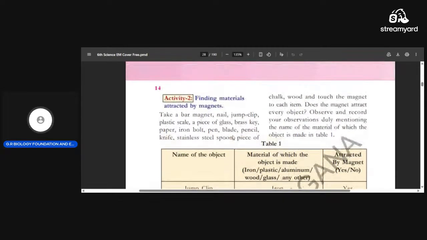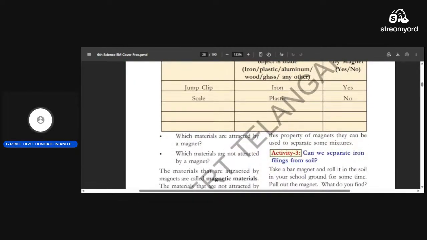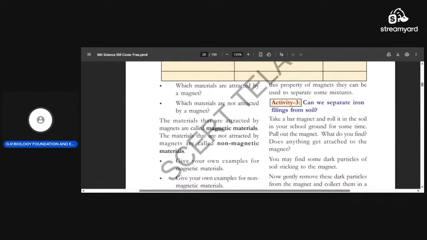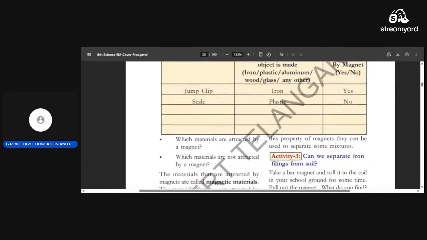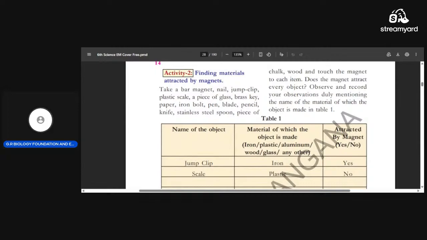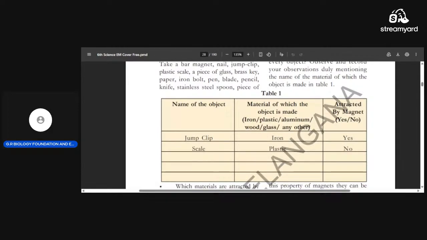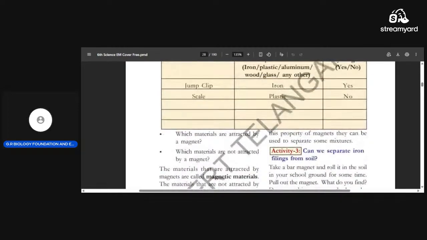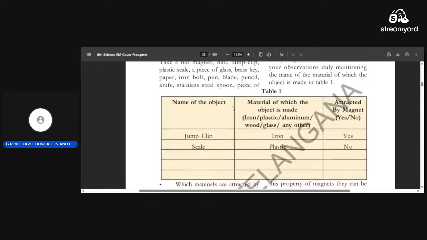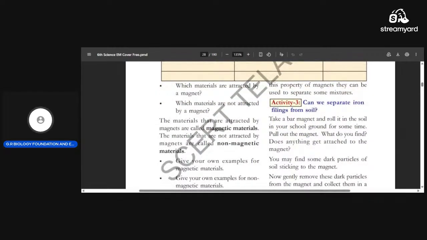So the objects which are made with iron, those only attract. Which are not made with iron, those are not attracted. So here two questions are there. Which materials are attracted by the magnet? The materials which are made with iron, nickel, cobalt, those are attracted by the magnet. Other than iron, nickel, cobalt, those are not attracted. So this is the answer for one question.